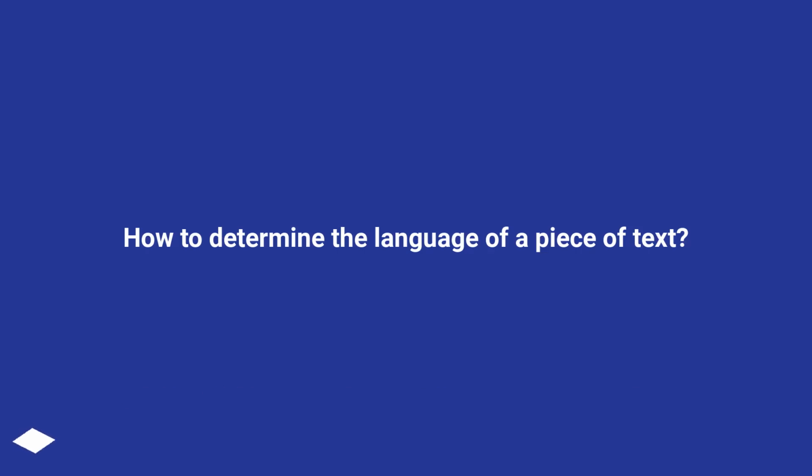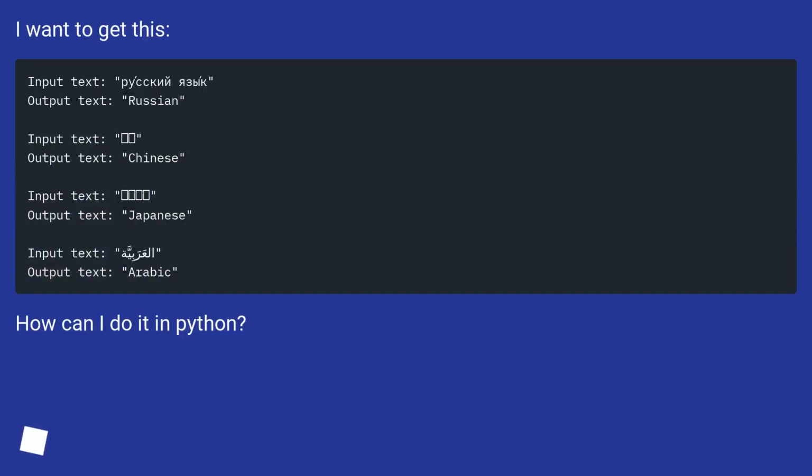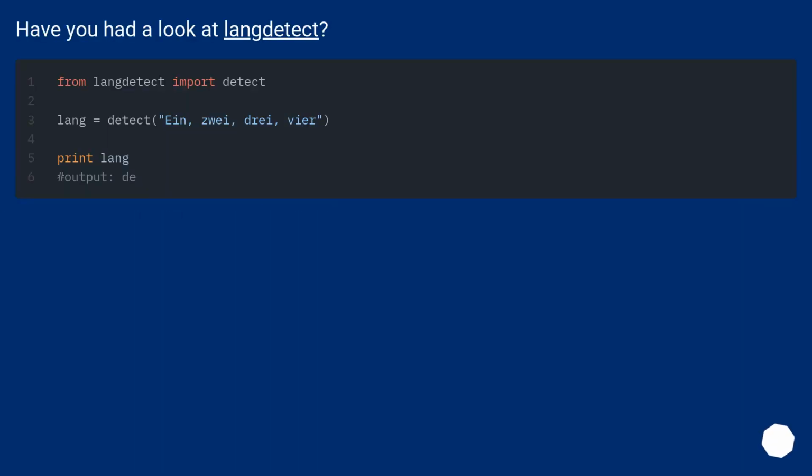How to determine the language of a piece of text? I want to get this. How can I do it in Python? Have you had a look at langdetect?